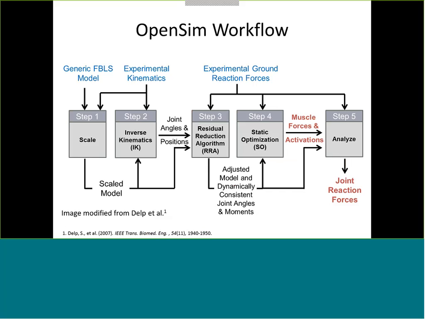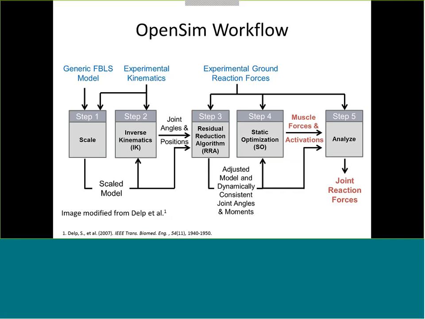Next, we used the residual reduction algorithm tool, or RRA, to estimate the model's joint moments that would produce that motion that we solved for in inverse kinematics. And RRA performs an additional step where the model's motion and mass properties are adjusted slightly to achieve a dynamically consistent set of joint angles and moments in the presence of external forces.